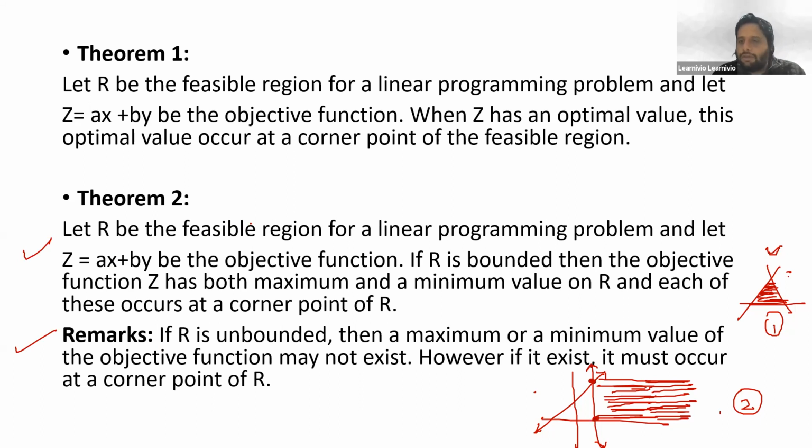If the region is unbounded, then there are chances that the objective function does not have any maximum or minimum value. In unbounded, there are chances. But if the maximum or minimum value does occur, then it will occur at the corner point. These theorems are very important because the questions are based on them. If anyone has a doubt in this theorem, please let me know. How to solve a question, we will see later on, but the base is this one.